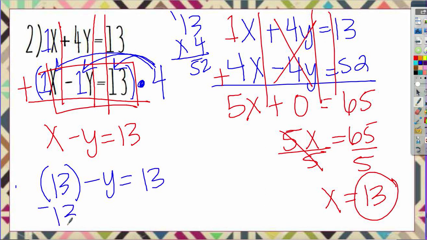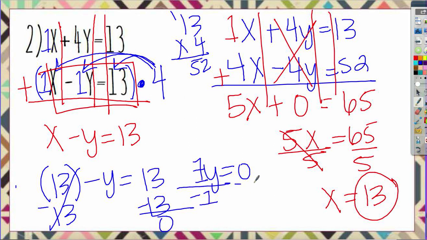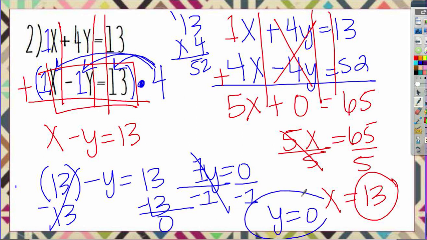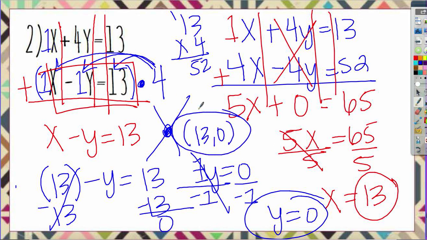When I subtract 13 from both sides, I get negative y equals 0. And even though negative is in front of y, when I divide by negative 1 on both sides, 0 over negative 1 is still 0. So my y coordinate is 0. So the actual solution, there's one solution, there's one spot where these two lines intersect, and that's happening at the ordered pair 13, 0. That is the answer to the problem.